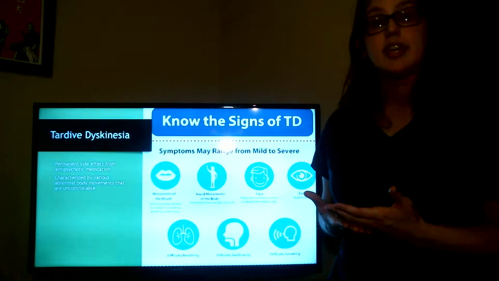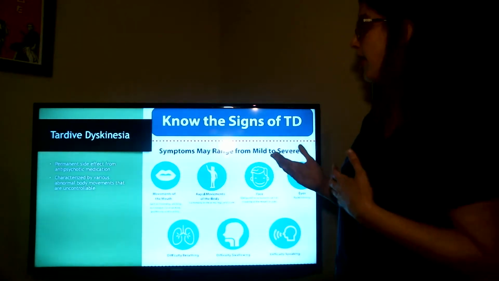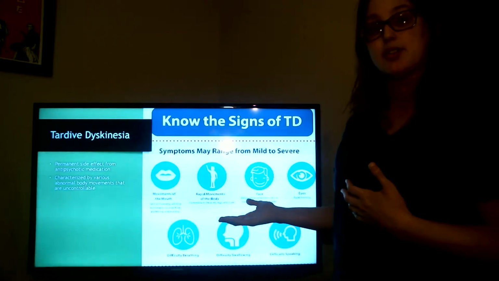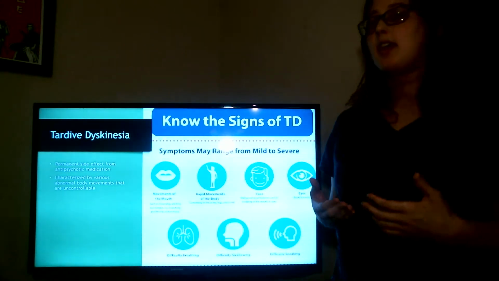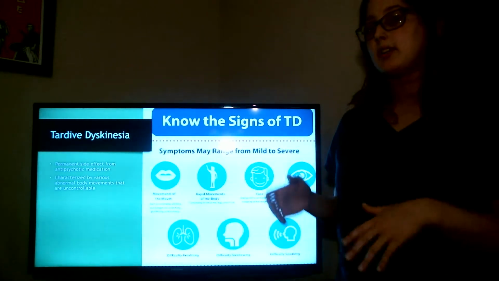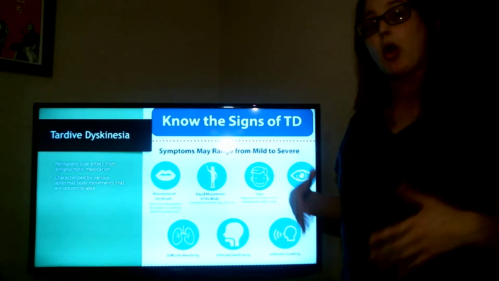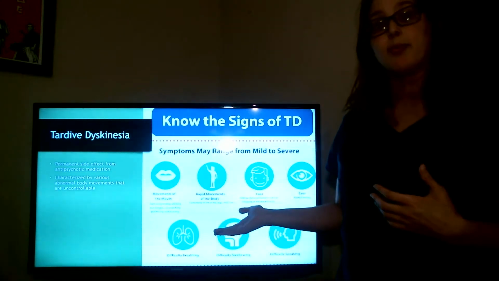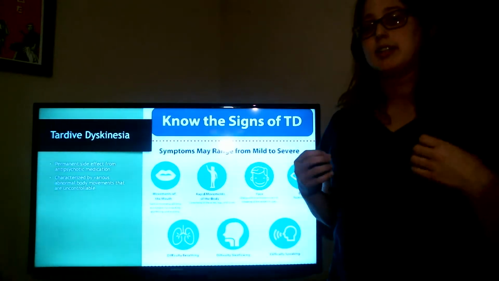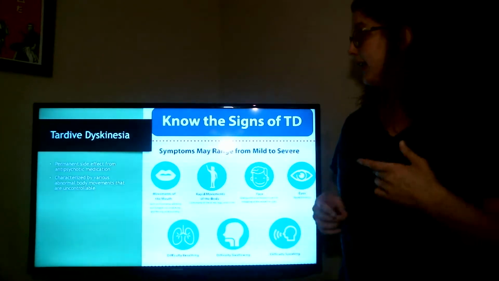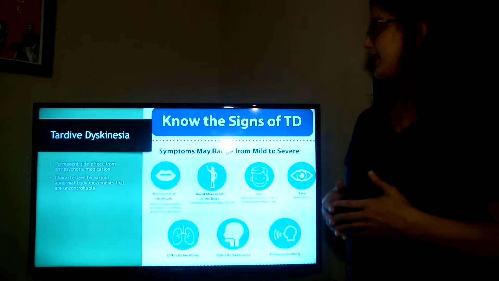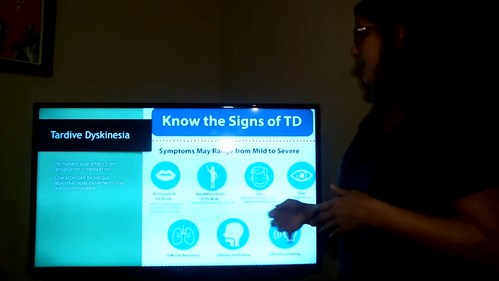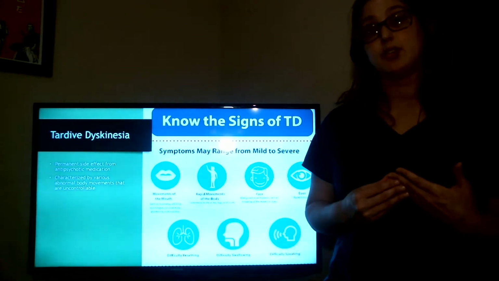Tardive dyskinesia is another complication from antipsychotic medications. Tardive dyskinesia is permanent. It's abnormal body movements from different parts of the body. You've got your mouth movements, your lip puckering, lip smacking, tongue rolling, frowning, things like that. And then you have rapid movements of the body in the arms, legs, and trunk.